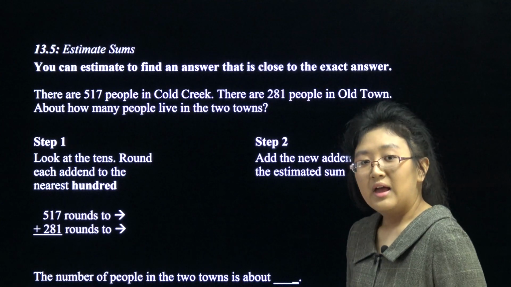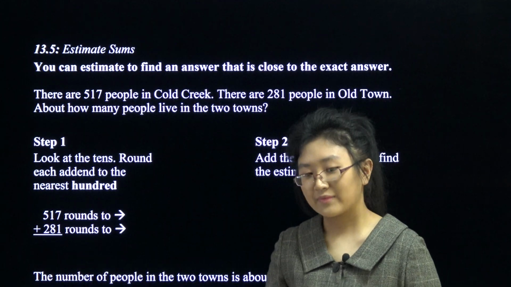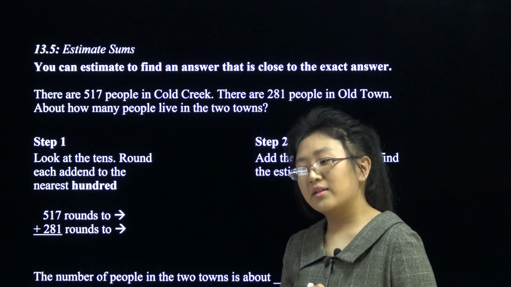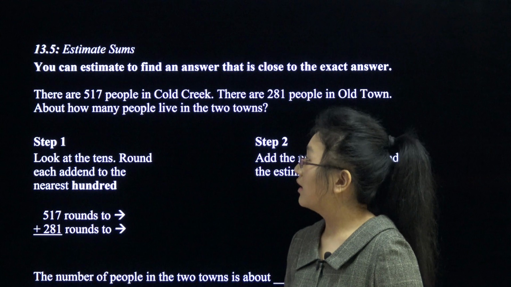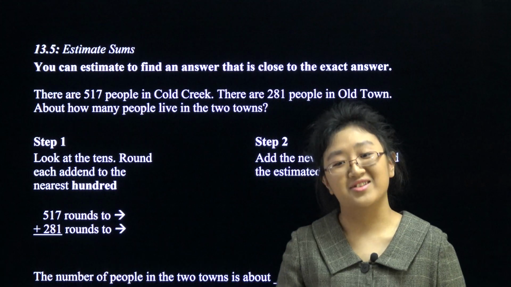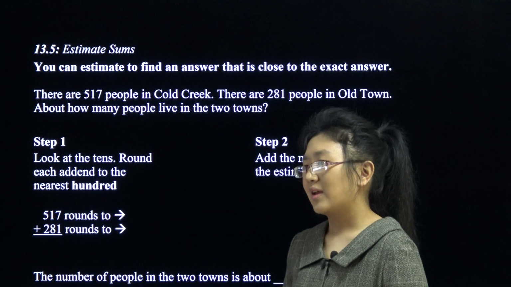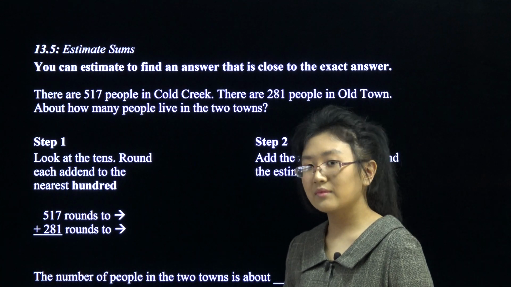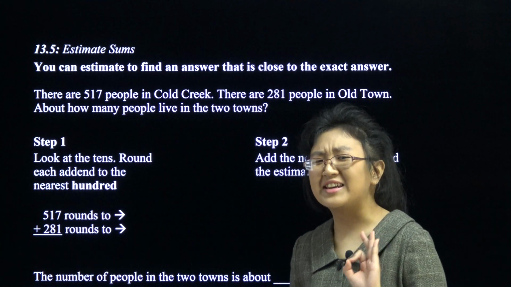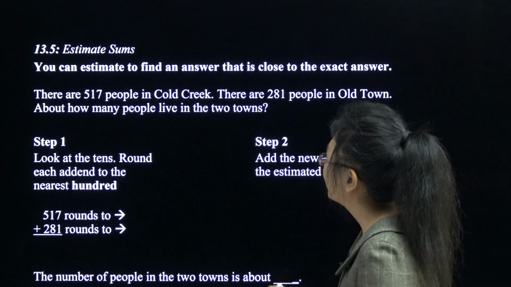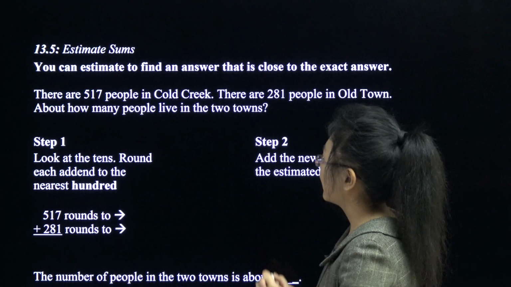Estimate sums. Okay, here's a joke that somebody would say. Instead of saying, I guessed it, they would say, I made an estimate, in order to sound smart. Or instead of saying, I just winged it, they would say, I made an educated guess, which is an estimate. So you can estimate to find an answer that is close to the exact answer.